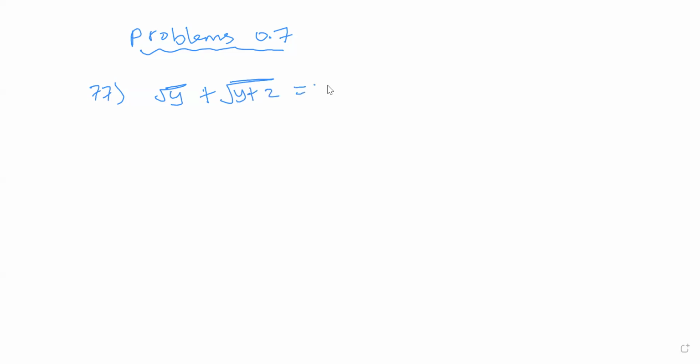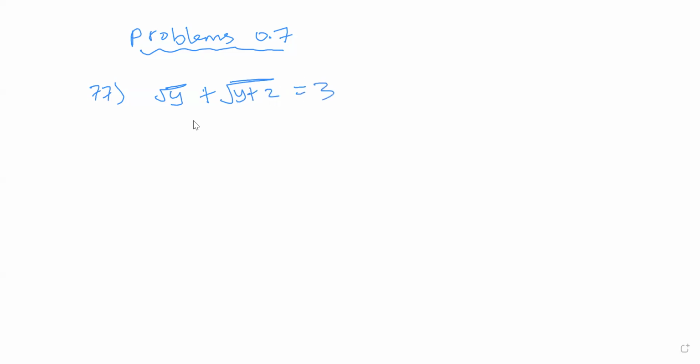Welcome back. So we continue with solving problems 0.7. We continue with our solving equations. Okay, so look at number 77. 77 says we should solve for y in this radical equation.